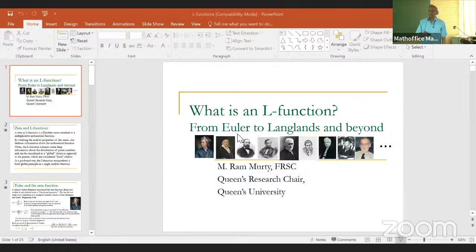So let's begin with Euler, who perhaps first wrote down the first zeta function. There's Euler. A century before Riemann, he had introduced the zeta function and had studied it and derived even a functional equation for it. But he did not study it as a function of a complex variable, but as a function of a real variable. And this is where the difference emerges between Euler and Riemann.